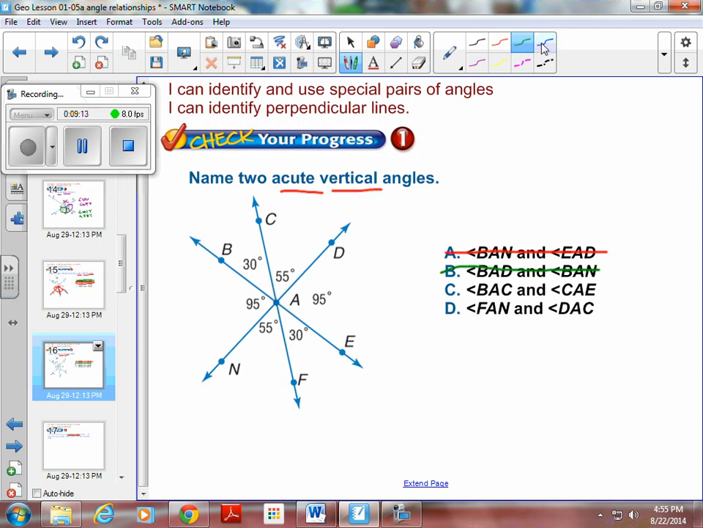Let's try another one. BAC and CAE. Those are also a linear pair. They form line BE, so they are out. So hopefully our last one is the correct answer. FAN is an acute angle, that's good. And DAC is also acute, so we've got the acute part, check. Are they vertical? Well, DN is one line, FC is another line. They are intersecting lines, and those are opposite angles. So our answer on this one would be D.